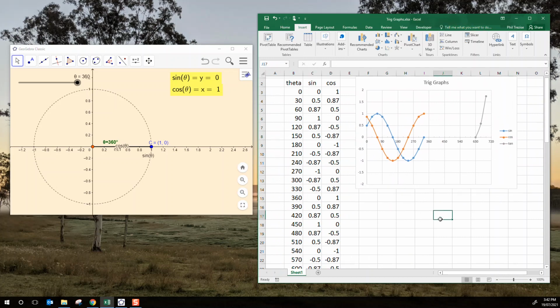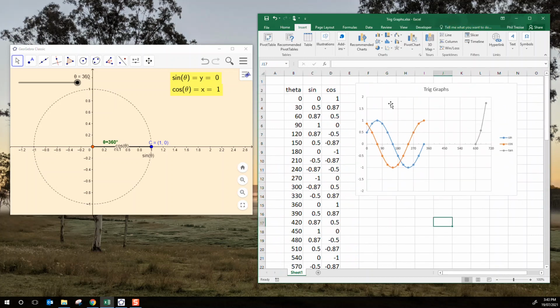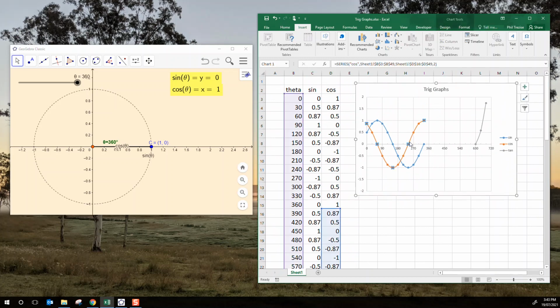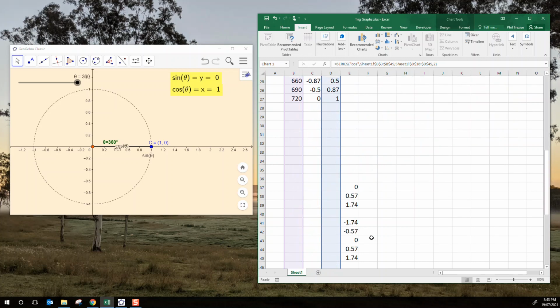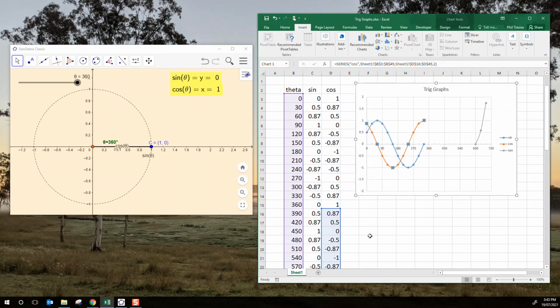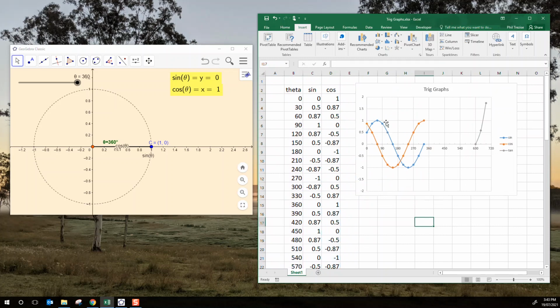Let's refresh. Oh, the graph is definitely upset. See what I can do. Ooh, something very weird's happened. Don't know what's going on with that. I think I'll need to just reset the graph.